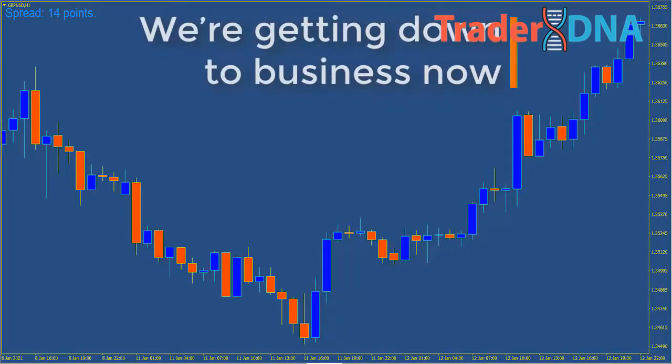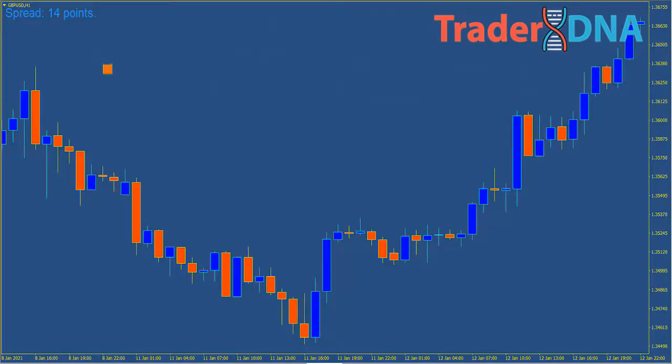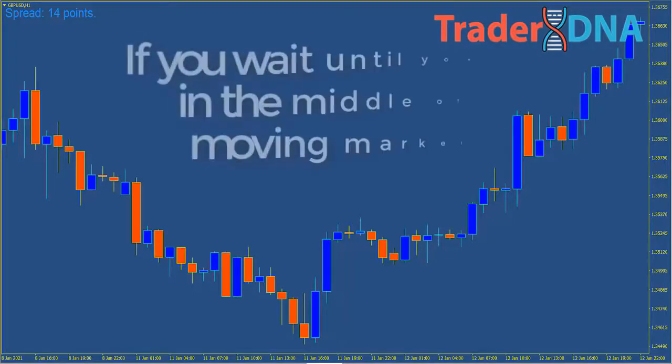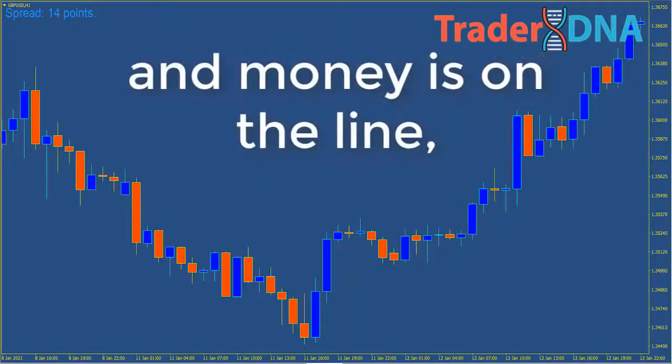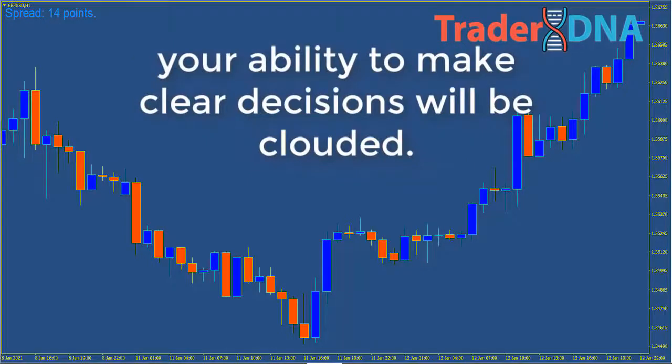A trend reversal event is a specific set of circumstances that once they happen, it tells you that a trend reversal has occurred. This is not something you can make up as you go along. You have to define it in advance. If you wait until you are in the middle of a moving market and money is on the line, your ability to make clear decisions will be clouded.